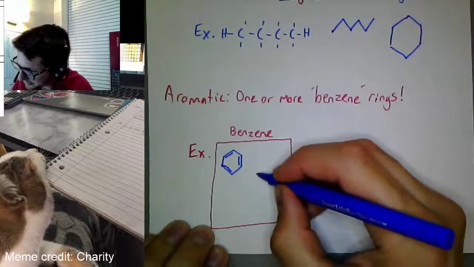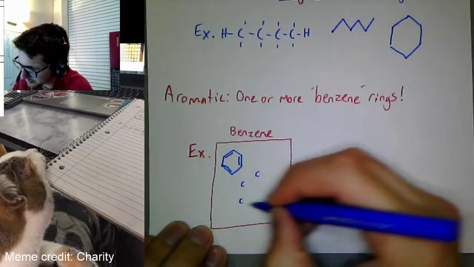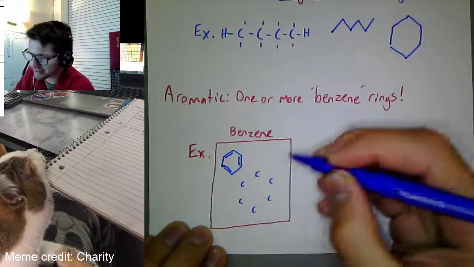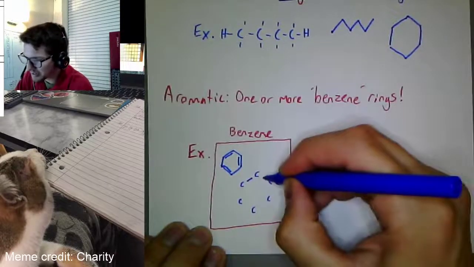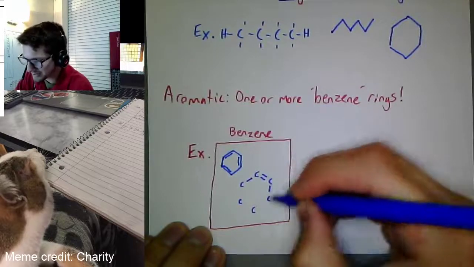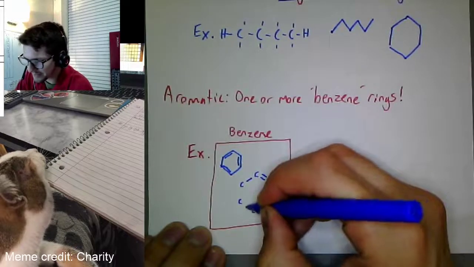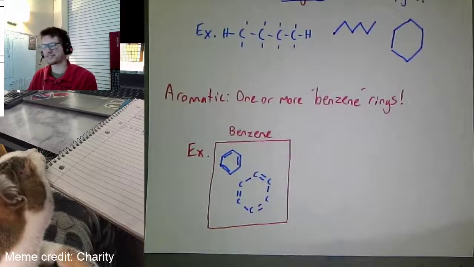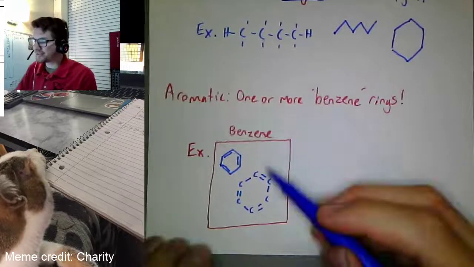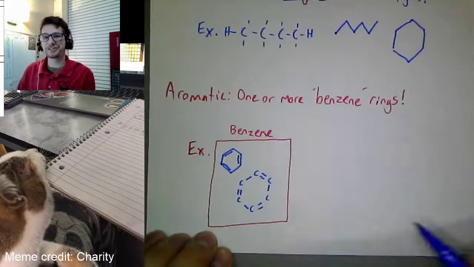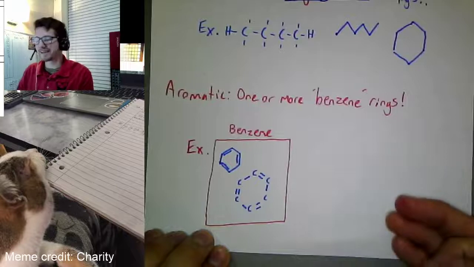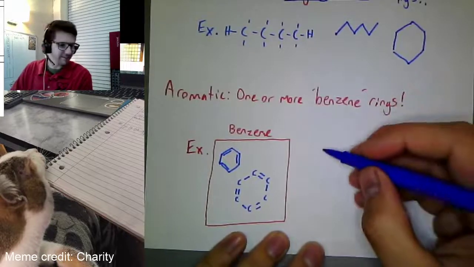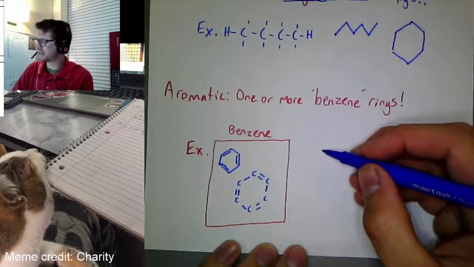The way to draw that out would be if you had the 6 carbons, a single bond there, a double bond there, a single bond there, a double bond there, a single bond there, a double bond there. That's what a benzene ring is. It's a ring of carbons that alternates between single and double bonds. If you see one of these in your structure, guess what? It's aromatic. What could be some examples of those?